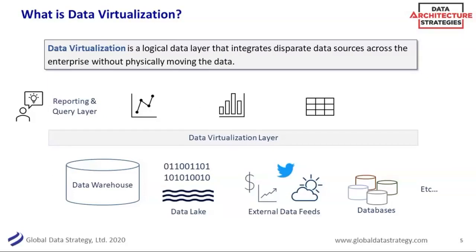Another place this is used often is if you have different types of data or external data feeds, a Bloomberg daily feed or weather or Twitter feeds that are more real time. It doesn't really make sense to move and locate. There's a lot of reasons you wouldn't want to move the data. Maybe you're just doing a test case and trying to understand that full data fabric, as someone mentioned.